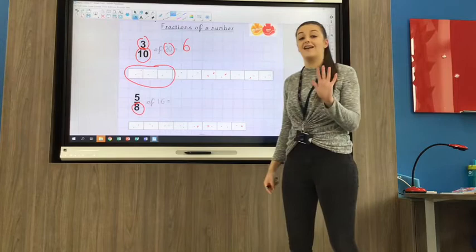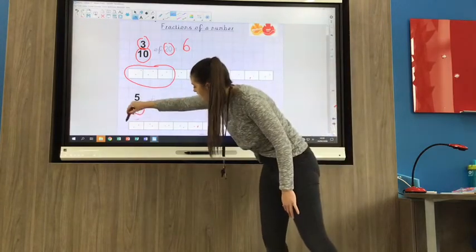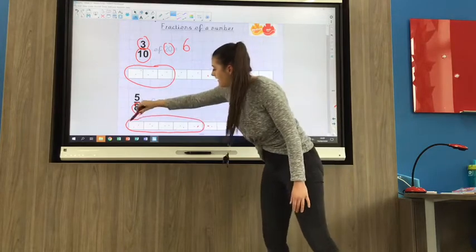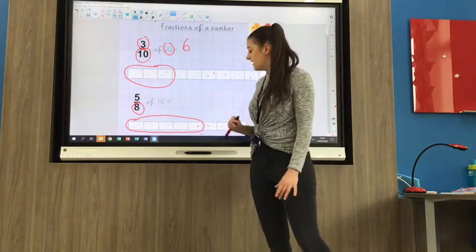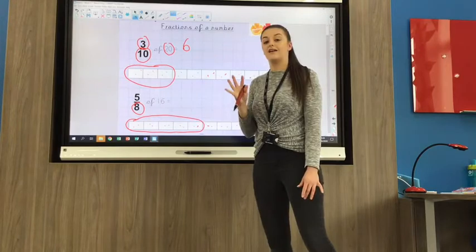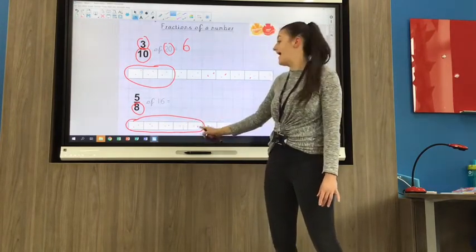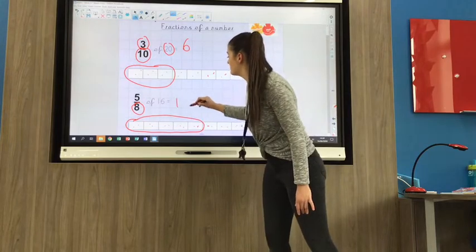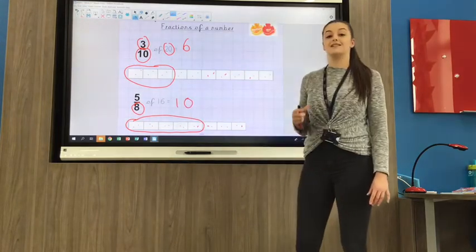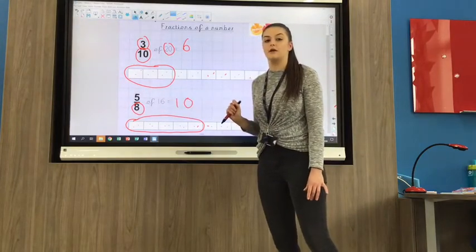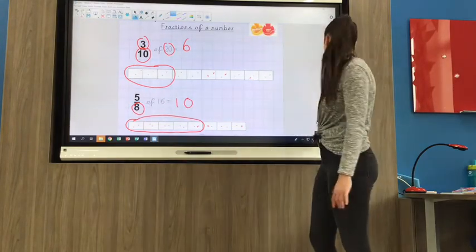It wants 5 parts. So I need to circle 5 of these. 1, 2, 3, 4, 5. And I now need to count how many are all together in those 5 groups. So that's 2, 4, 6, 8, 10. So 5/8 of 16 must be 10. Okay, that's telling me the fraction of this number. Okay, and I've got those left over.